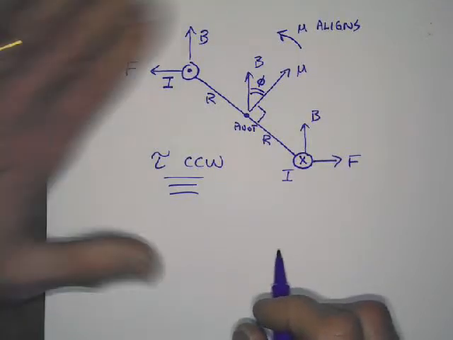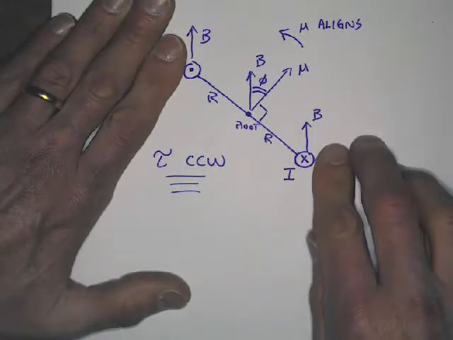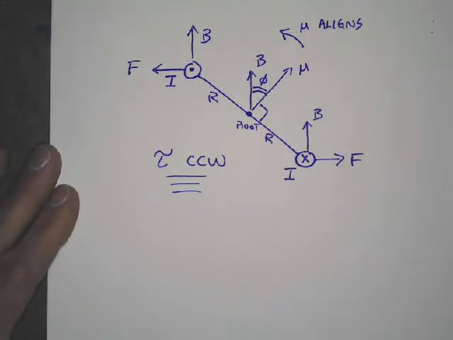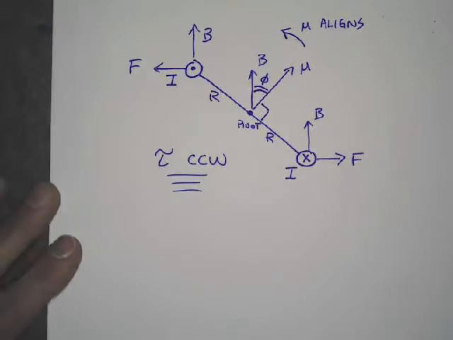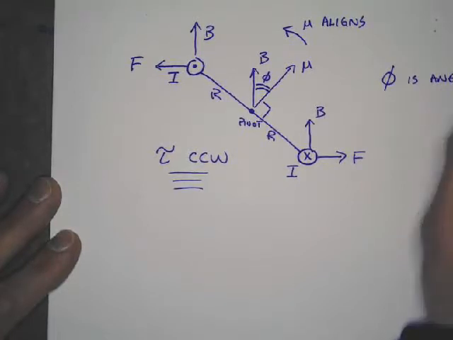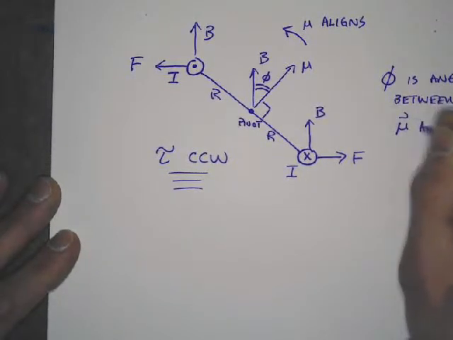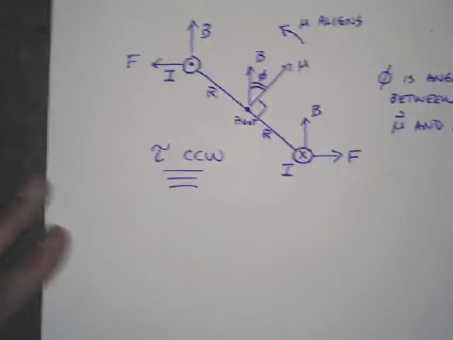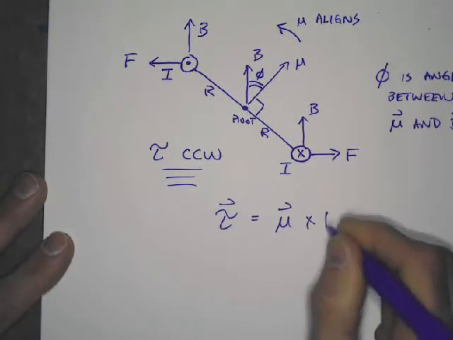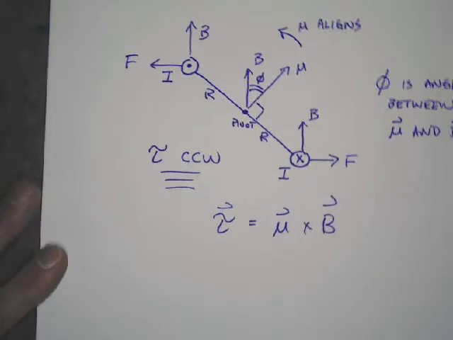The nice thing about doing it this way is that you don't have to figure out the directions of the forces, but you can quickly determine whether mu is going to line up just by looking at where it is with respect to the field. Okay. So phi here, of course, is the angle between mu and B. And again, the torque is going to be the cross product of those two things. You could try that out.